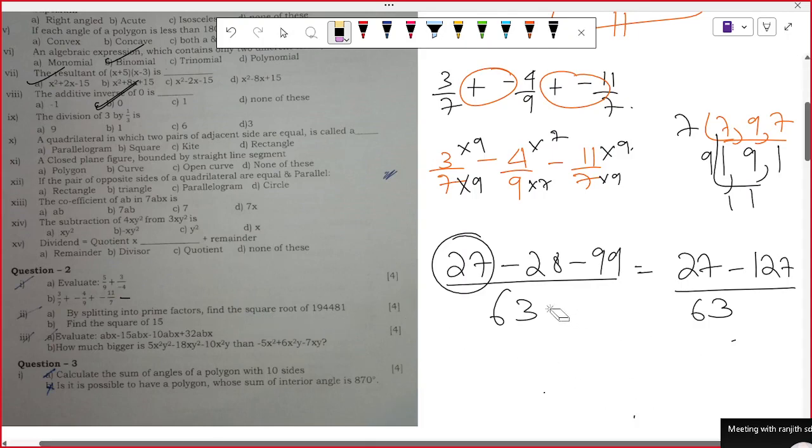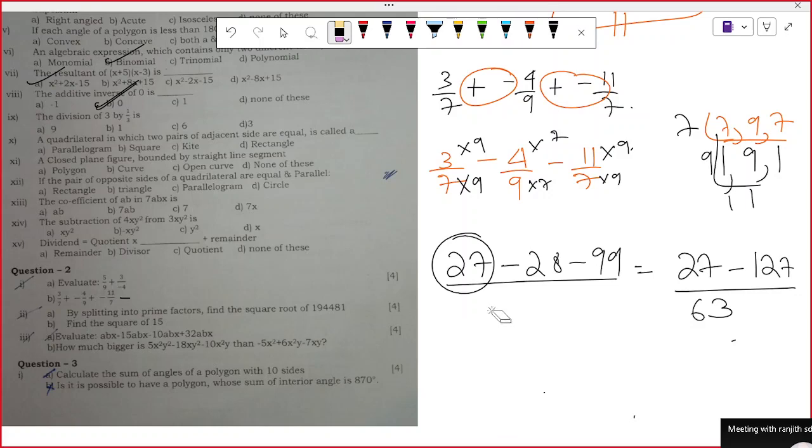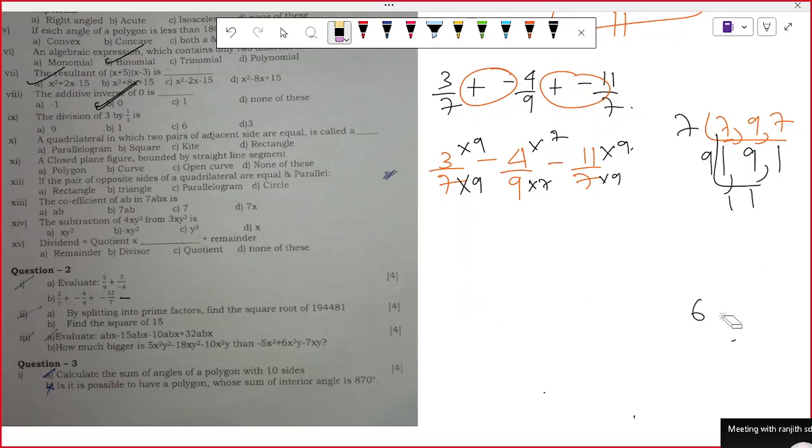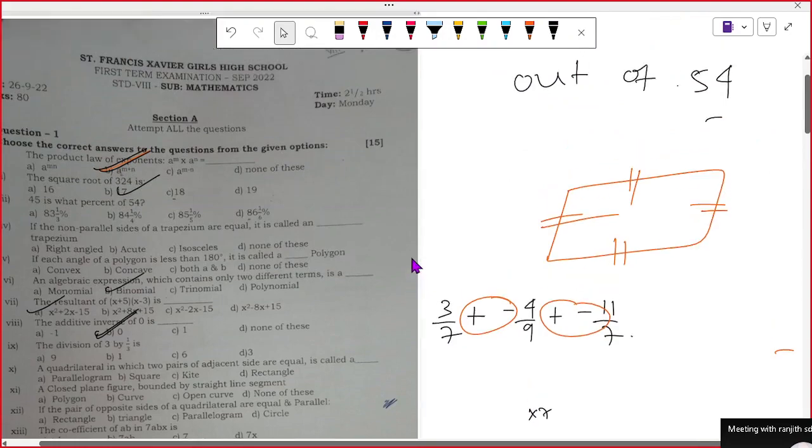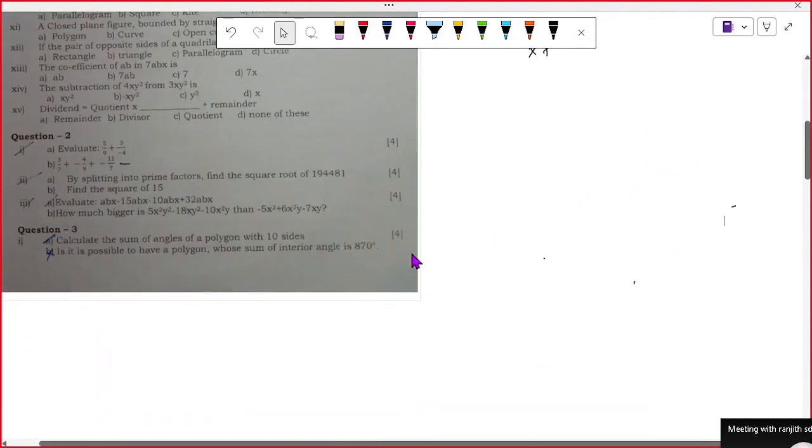Try that. Shall I erase this? Done? How many marks paper is this? 80.